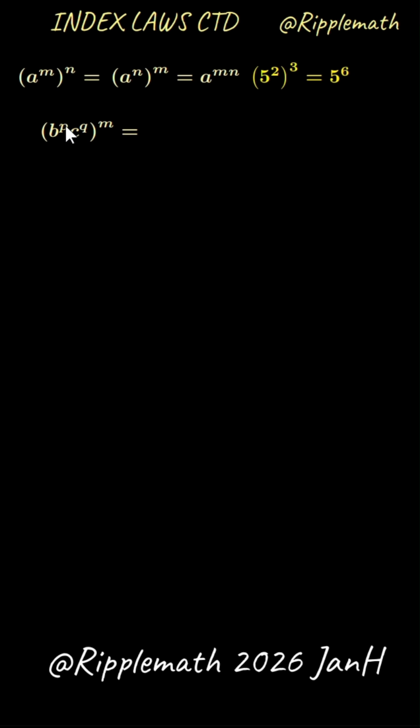These happen quite a lot. A to the b to the p, c to the q, the whole thing's to the m. So you multiply the m on each of these two indices. So 2 cubed, 4 to the 5 all squared. You go 3 times 2 is 6. 5 times 2 is 10.